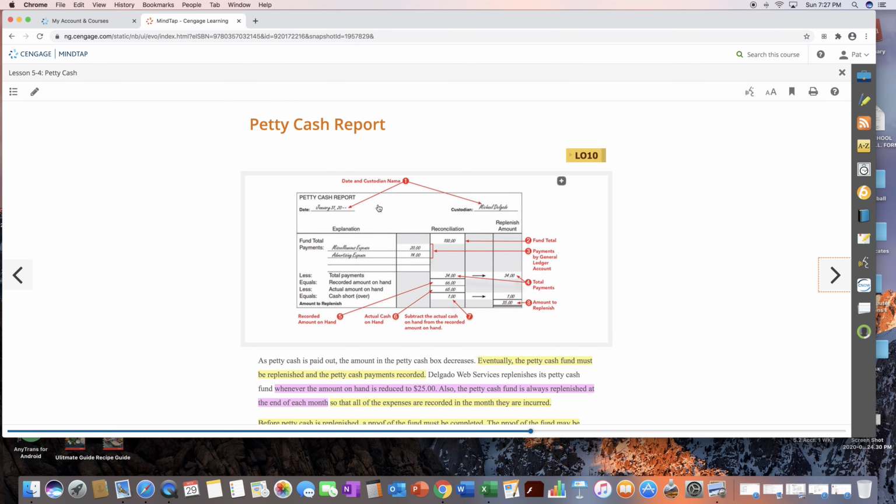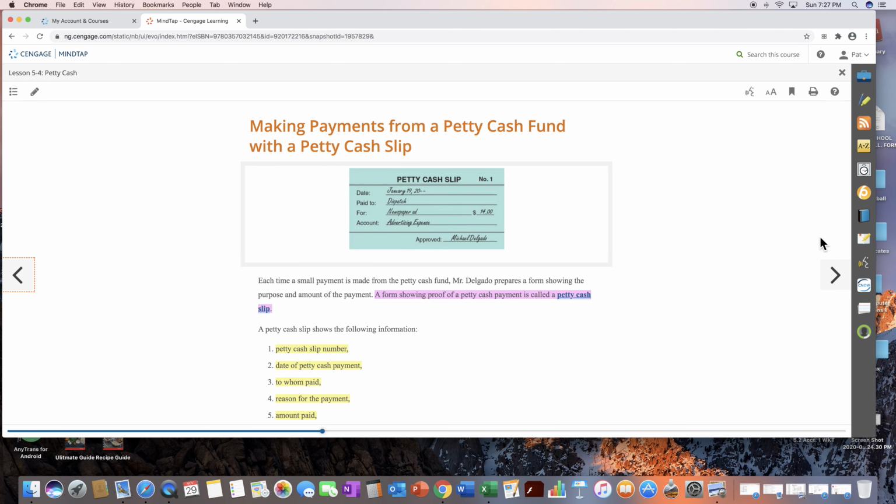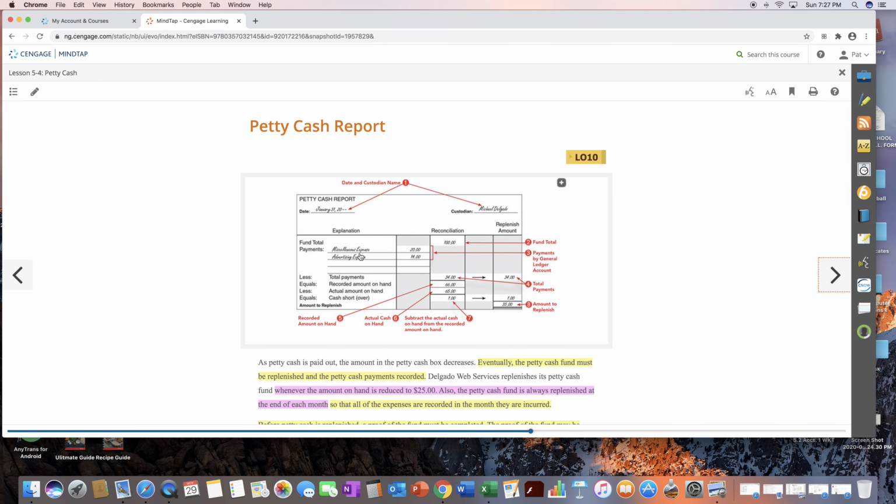So here's the petty cash report. You have the name of the custodian, the person in charge, and our sole proprietorship. It's just Michael. The date. And we list from the petty cash slips, if you remember, there was a spot on what the account was, advertising expense. So we go through and we list the two slips here at the end of the month. This was set up January 19th before, so now we're on the 31st. We have a miscellaneous expense and advertising expense.